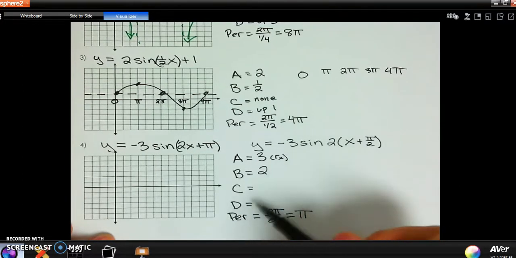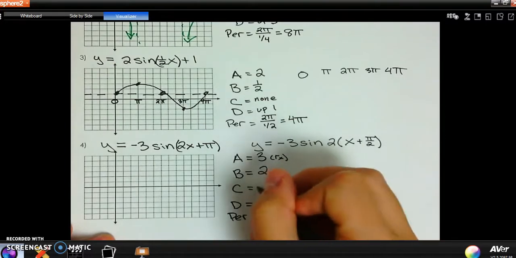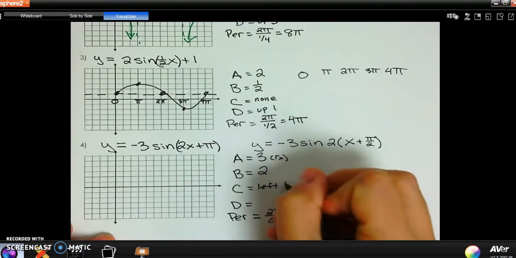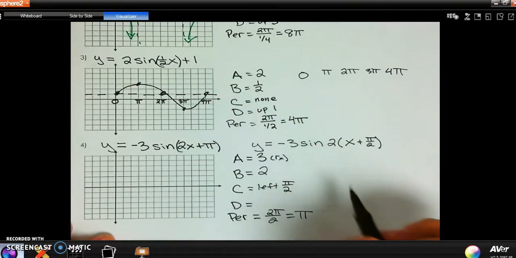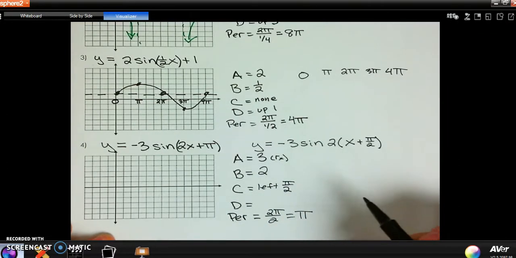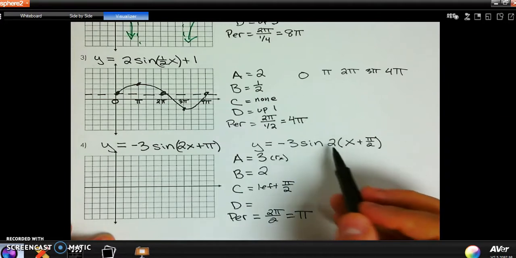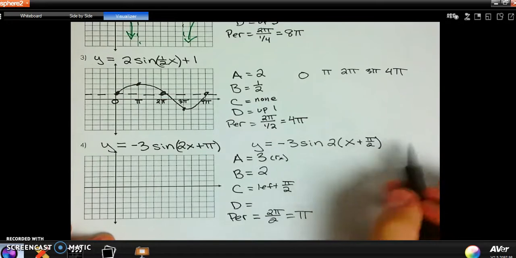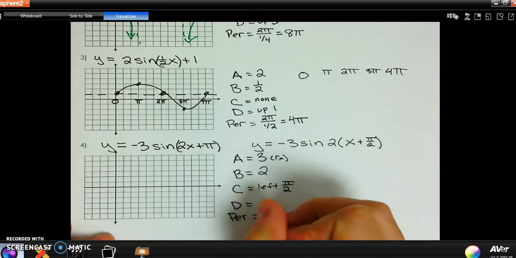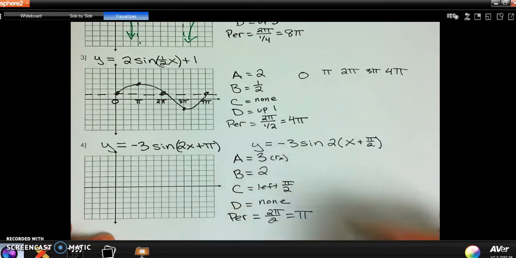And let's see, my c value is to the left, pi over 2. And again, you cannot determine that c value until you factor out. So again, there's definitely one like that on your test, so keep your eyes peeled. You cannot determine the phase shift until you factor out that b value. And here there's no plus or minus, so this would be none, or you could write 0.